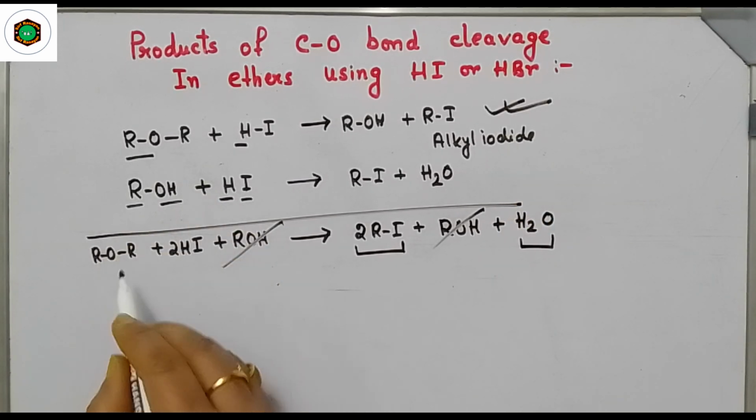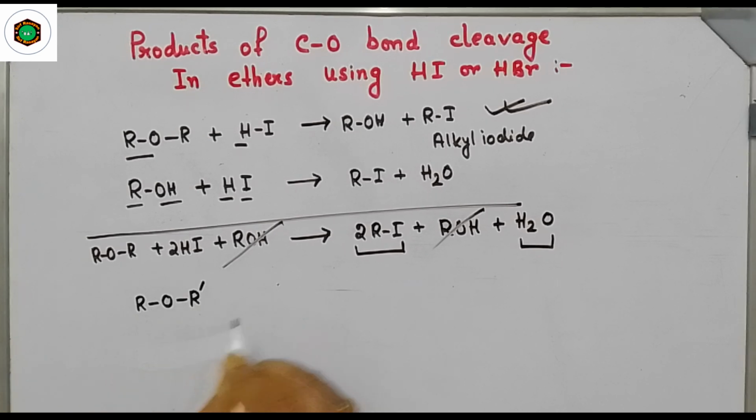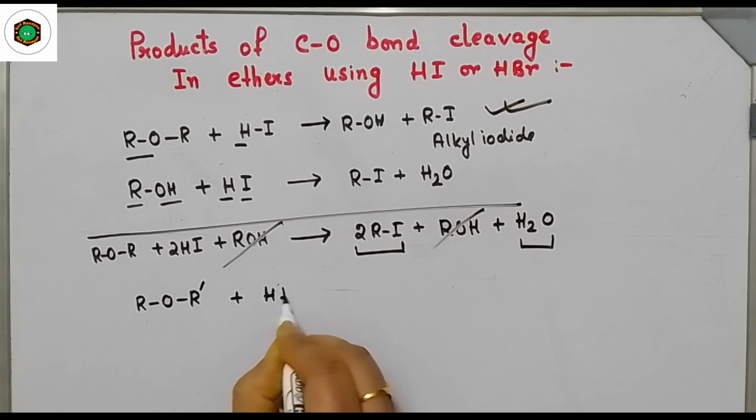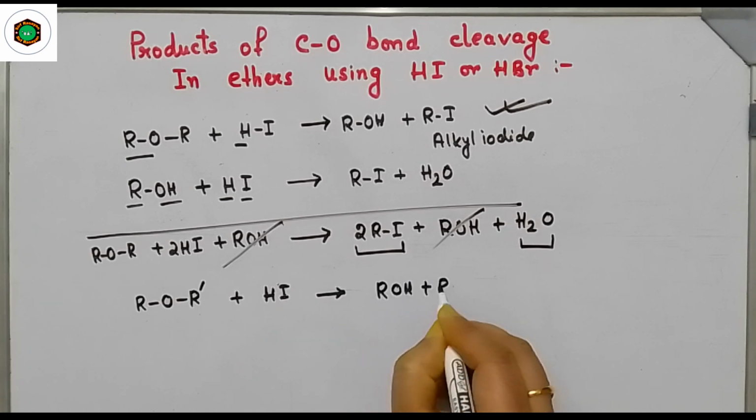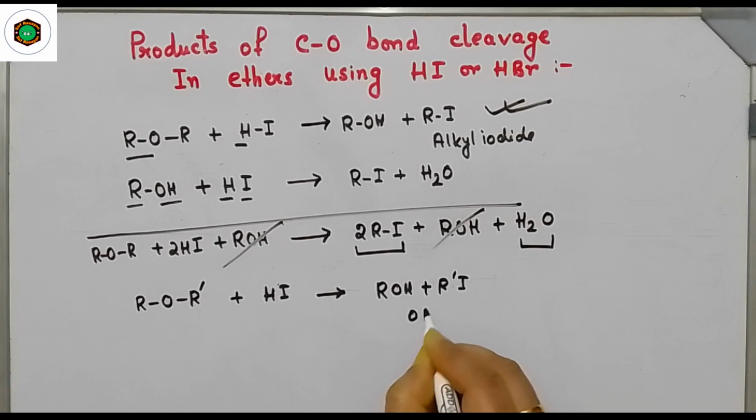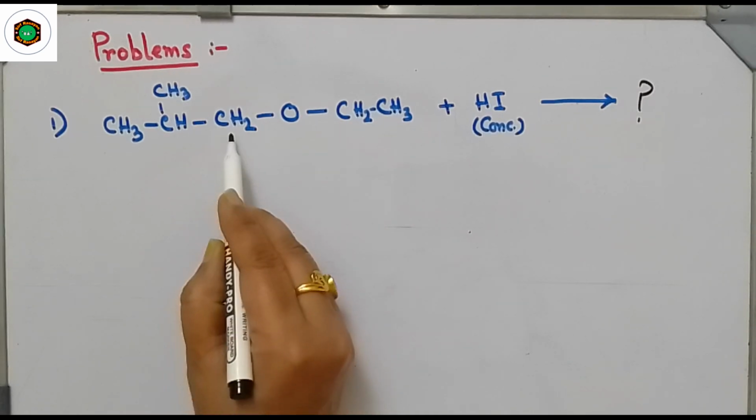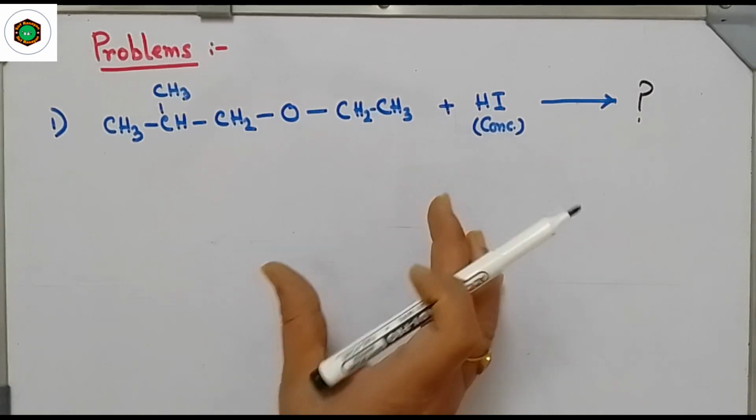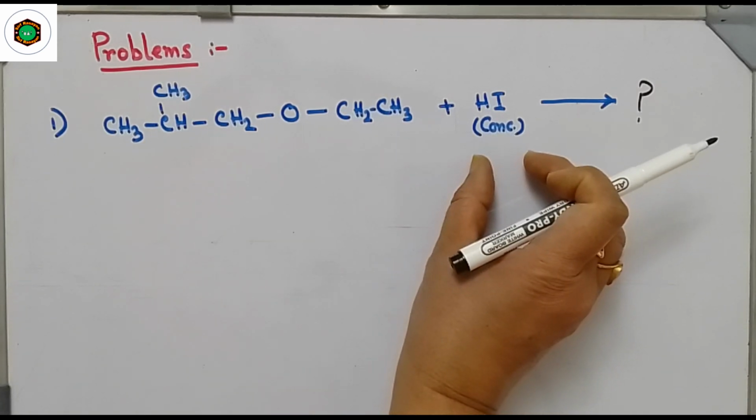Now see, if both sides do not have the same alkyl group, means ROR prime, then what is the product? Here ROH and R prime I, or R prime OH and RI. To explain this, I will give some example. Now see, this is a mixed ether. Why is it a mixed ether? Because here and here two different alkyl groups are there. We are treating it with concentrated hydroiodic acid.